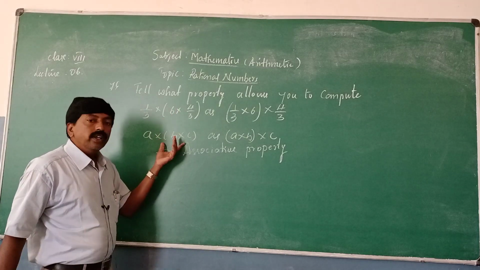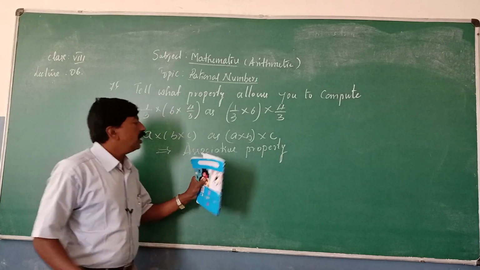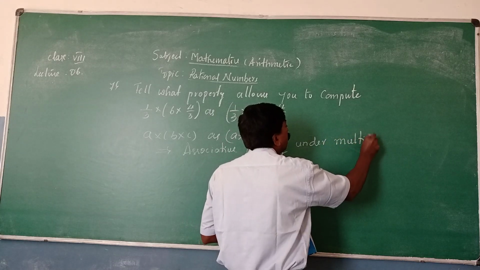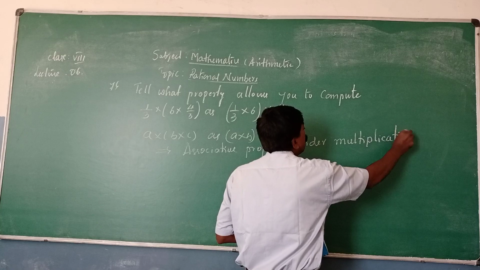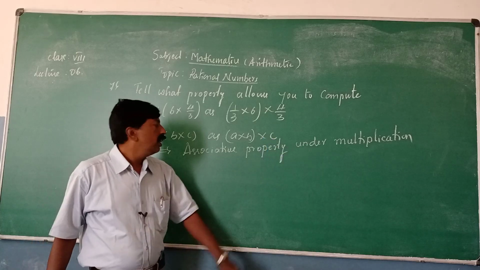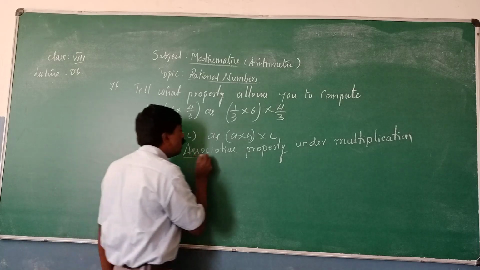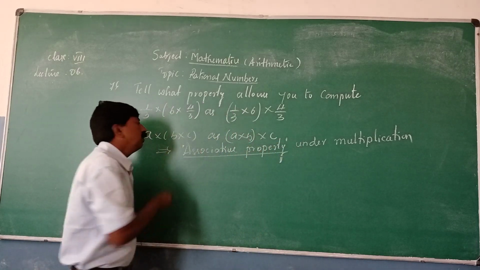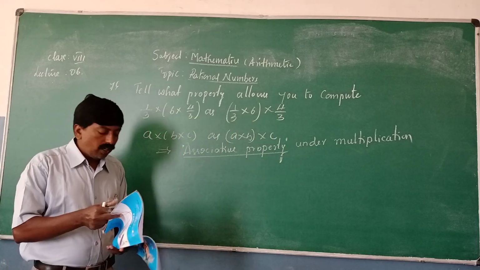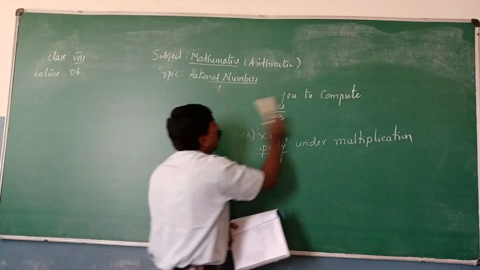Because it looks like A into B into C as A into B into C. Associative property under multiplication. Remember, multiplication, because here we are using the multiplicative sign. If it is a plus, then you can write associative property under addition. Suppose you write associative property, it is enough. But specifically, associative property under multiplication. That rule we adopt while simplifying this type of problems.